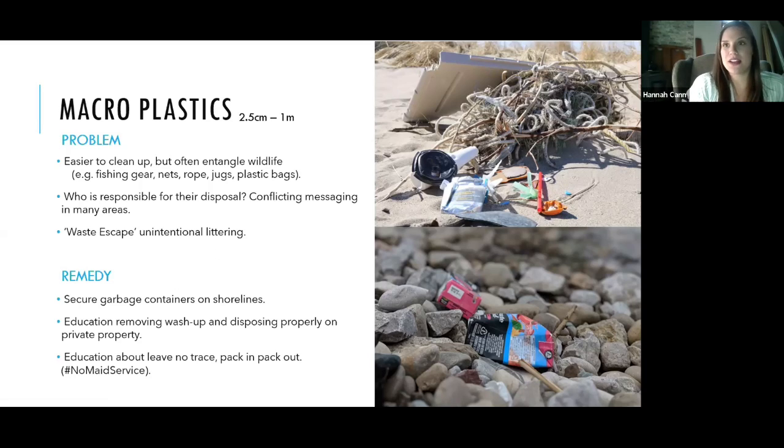We also see waste escape, unintentional littering. I'm going to talk about that in a little bit. That's when you see a garbage can that's overflowing and the litter is flying all over the shoreline. That's unintentional littering, but it happens all the time. We see it especially on long weekends on the shoreline. Remedies for this are securing garbage containers, making sure they're doing the best they can at containing that litter, and educating people on why they should remove washed up material and how to dispose of it properly, especially on private property. The majority of Lake Huron's shores is owned privately. So if we can educate people on how to do their own cleanups and be stewards of the land, then that helps us all in the long run.